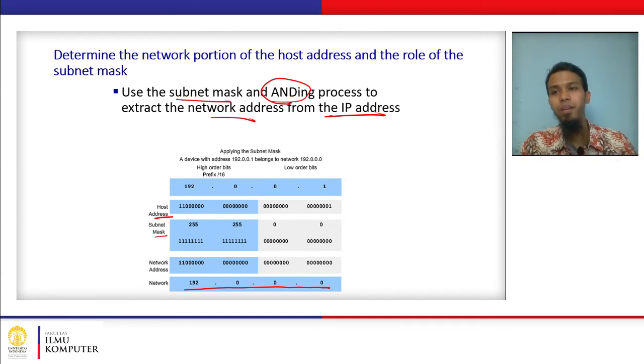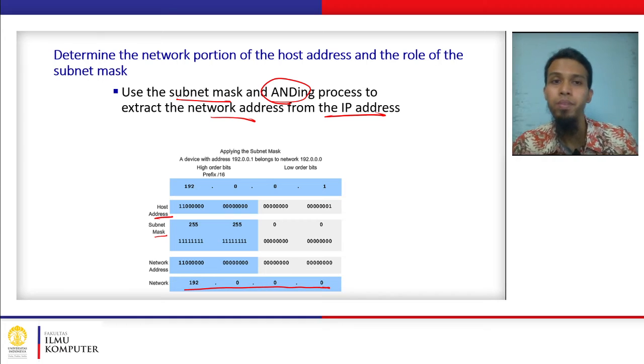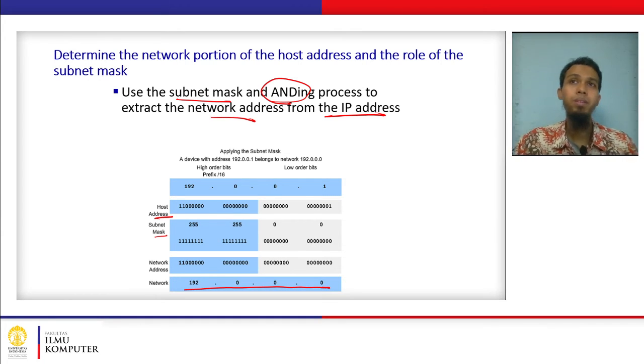This is very important because when we configure our computer, we are not configuring the network address or the broadcast address. We can only set the IP address and the subnet mask. So the subnet mask is important to define the network address, and from that we can also conclude the broadcast address.